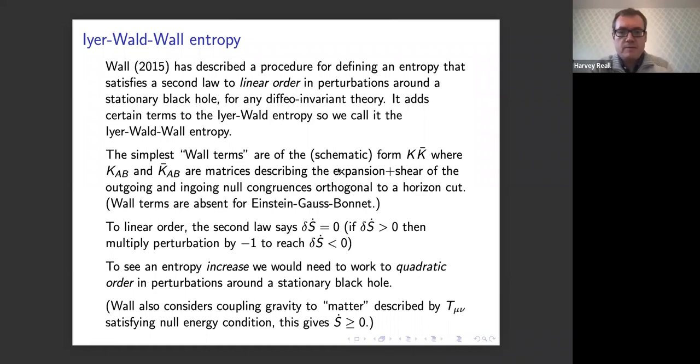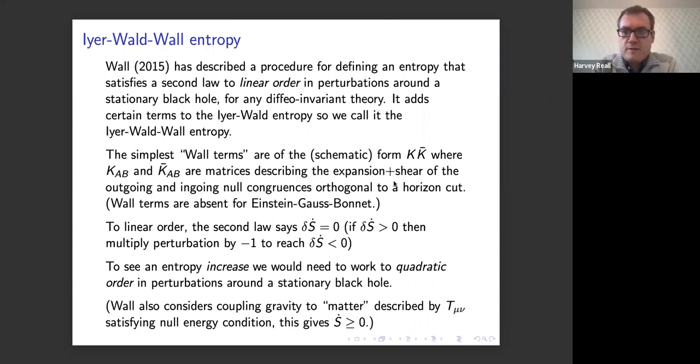So you can work out what these look like in particular examples. So the example I presented earlier, Einstein-Gauss-Bonnet, is somewhat atypical because these terms turn out to be absent for that particular theory. But in general, they will be present. And these are just the simplest kinds of Wall terms. In general, you can get much more complicated terms.